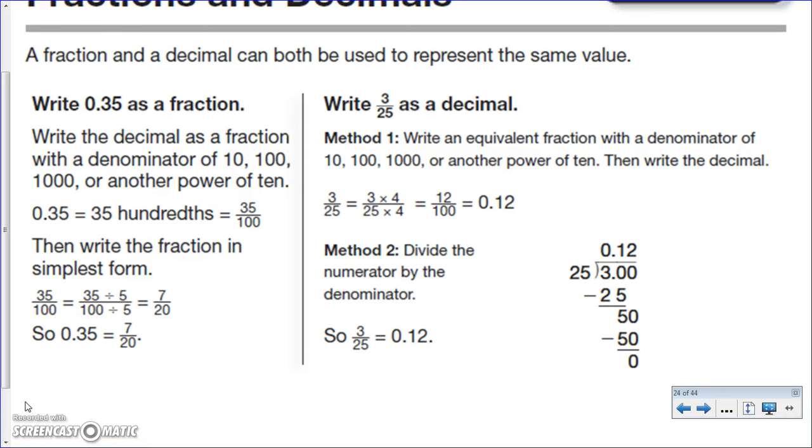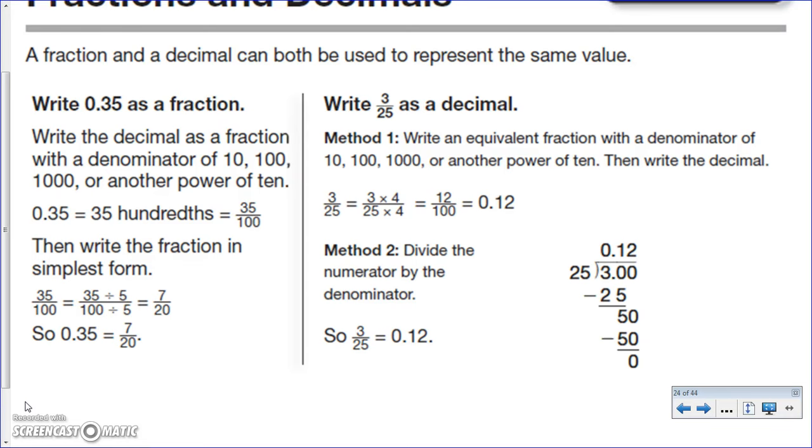The other method to do it, which works if you don't have a fraction that goes into 100 or 10 very easily, is to divide the numerator by the denominator. A fraction bar can be read as a division sign. So we read it as 3 divided by 25. So the numerator goes inside the house there, and the 25 goes outside the house. We know that 25 cannot go into 3, so they put the 0 up. Then they added a decimal behind the 3, and they added 2 zeros.